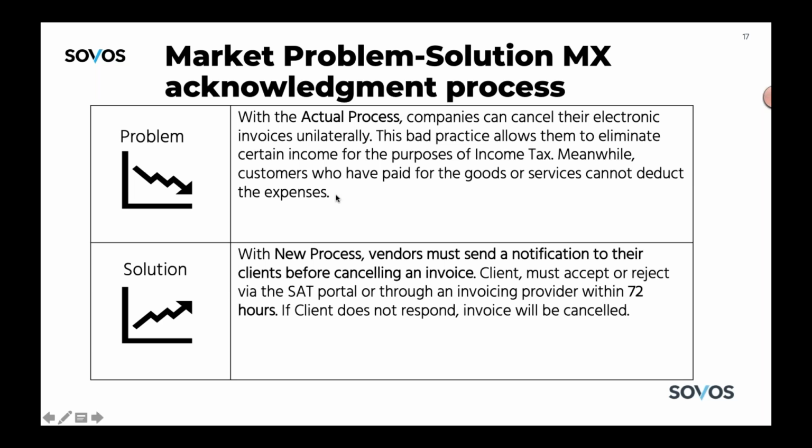And that is the idea that came with the Buzón Tributario, so that the receiver participates in the process and also acknowledges that he knows the issuer is trying to cancel a document that I already paid. Why are you canceling that document if I already gave you the money and I need to deduct that document? So that is the main reason for this.